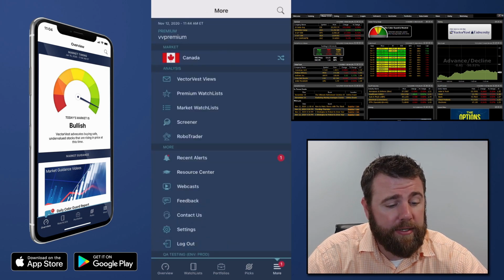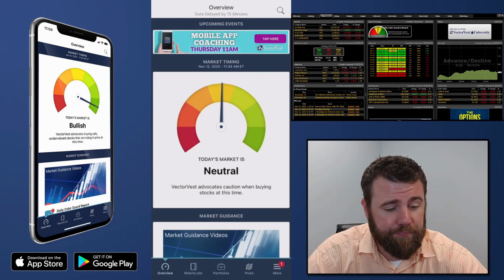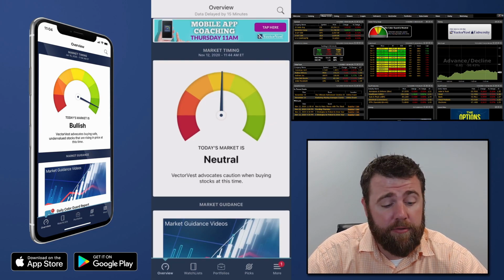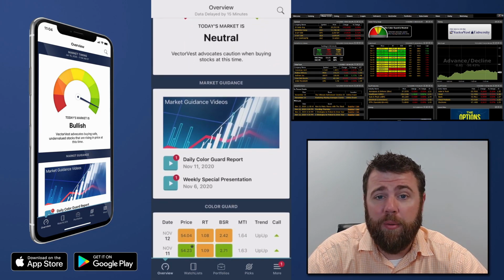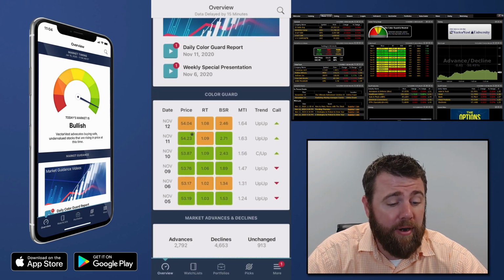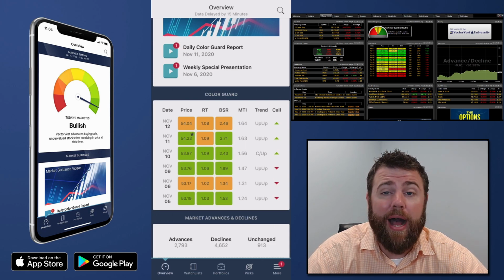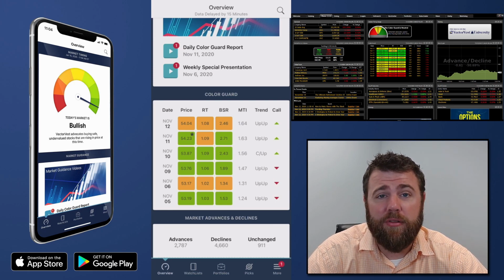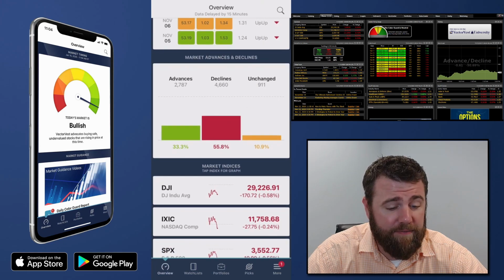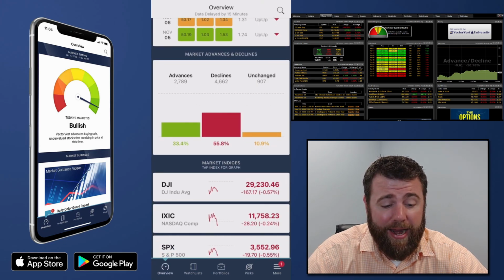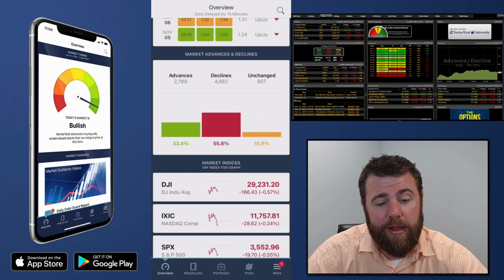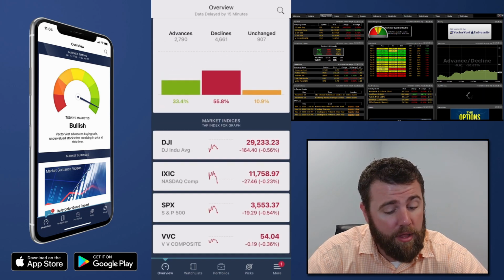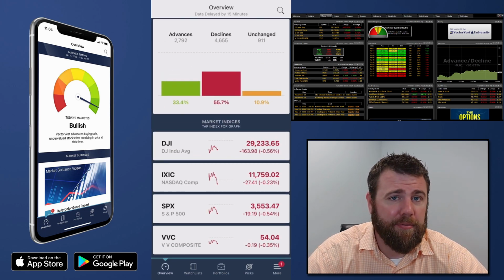All right, so moving back to the US, just to quickly recap here. Still 3 ticks into the yellow. The market is neutral. VectorVest advocates caution when buying any stocks at this time. Price, RT, and BSR all flat, all lower day over day, but still higher week over week. MTI, once again, getting in those lofty levels that makes us a little bit hesitant here. Looking at the advances and declines, 33% of stocks moving higher, 56% of stocks moving lower. Not that 2-to-1 bias, but still definitely a cause for concern here today. Overall, VectorVest composite down about 1/3%.